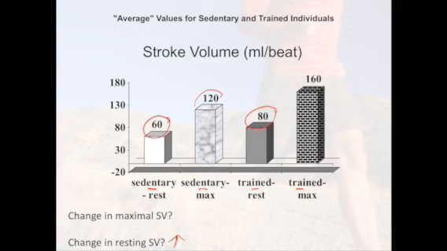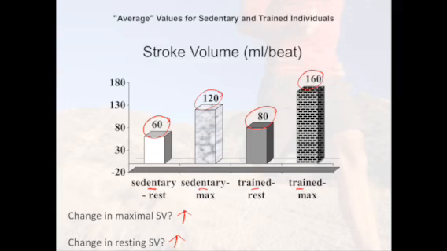What about maximal? Going from 120 to 160, sedentary to trained. That one definitely goes up too. Okay, so this would explain why resting heart rate is lower, but this doesn't necessarily explain why maximal heart rate is not lower. Okay, we'll get there in a second, but I can give you a little hint for now.